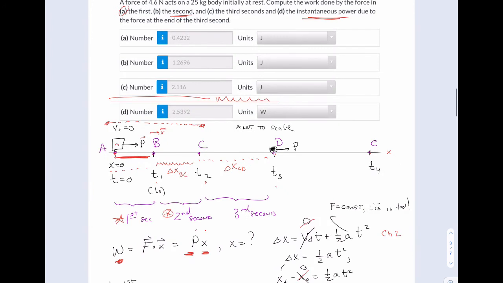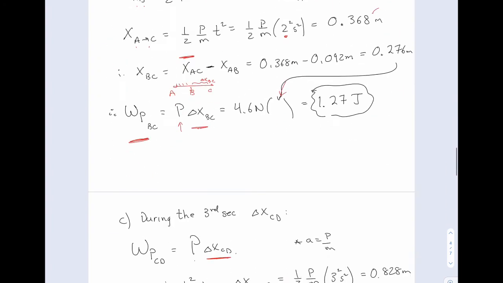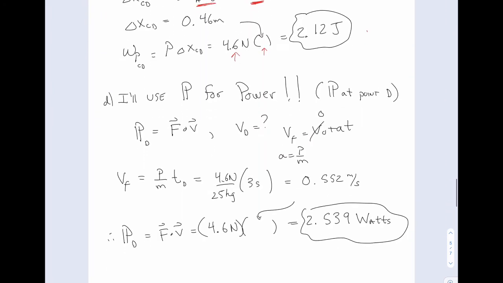Now part D, they want the instantaneous power due to that force at the end of the 3rd second. That's why the picture helps. Here's the end of the 3rd second right there, at 3 seconds. So I need to find the velocity, because the instantaneous power is the force dotted into the velocity. I'm using that kind of P for power because I by accident already used the letter P.